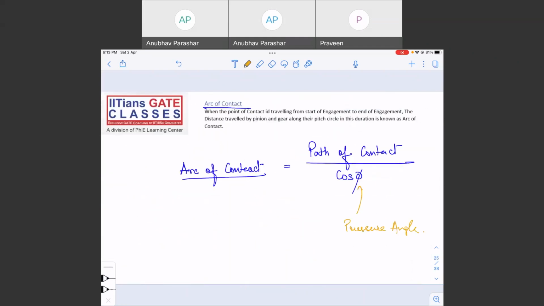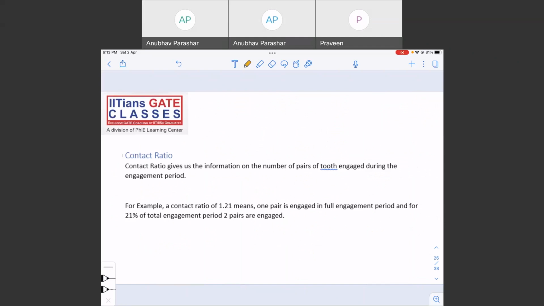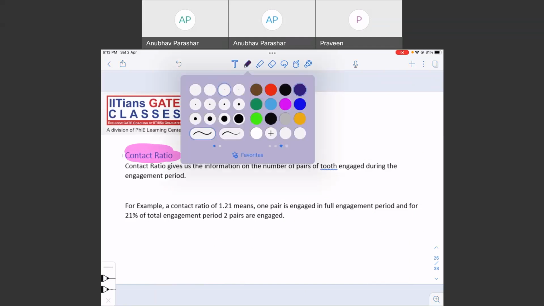Okay. So there is a term which is known as contact ratio. What is contact ratio? Contact ratio gives us the information about the number of pairs of teeth engaged during the engagement period. So first let us see how to define the contact ratio.